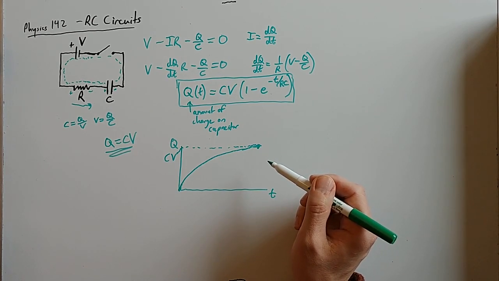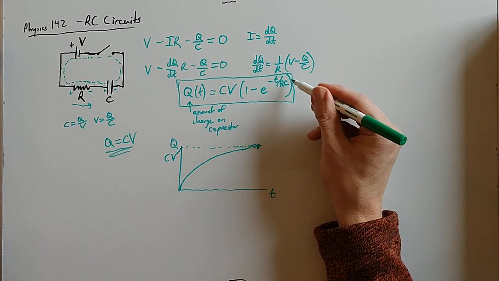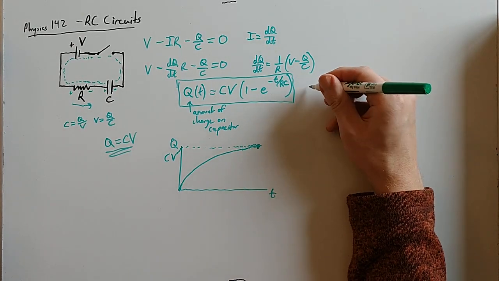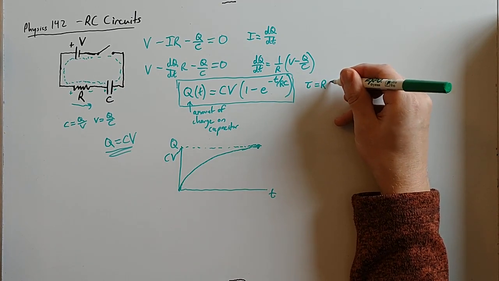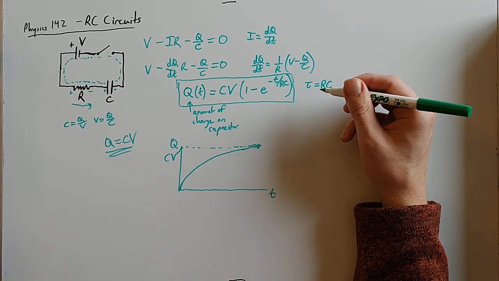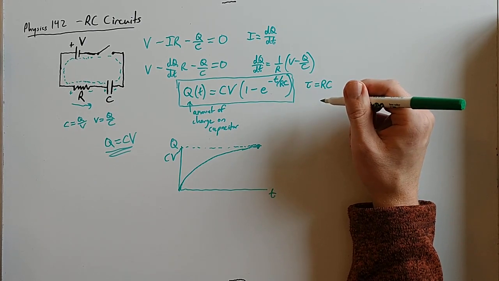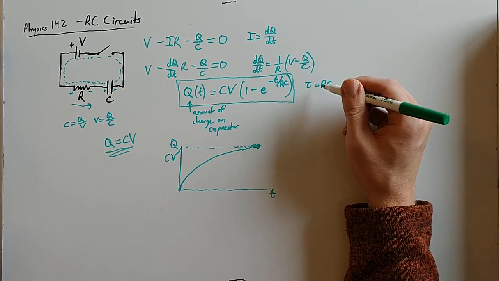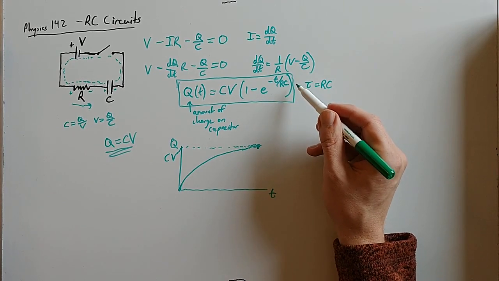One thing that I should note is that this RC sometimes gets written with the letter tau. So tau is RC, and this gets a special name. It's called the capacitive time constant. And it's just a convenient value where we can compare how quickly things get charged.